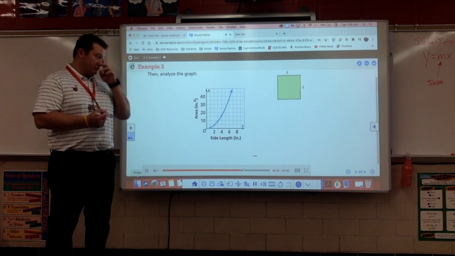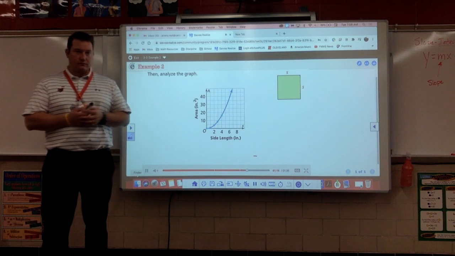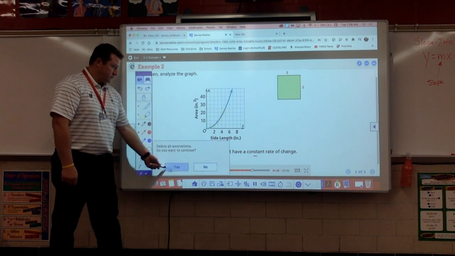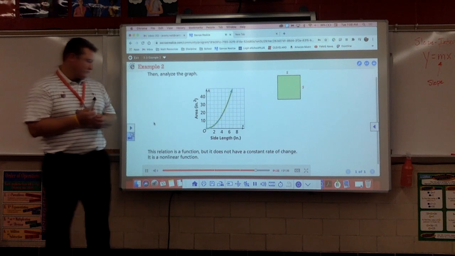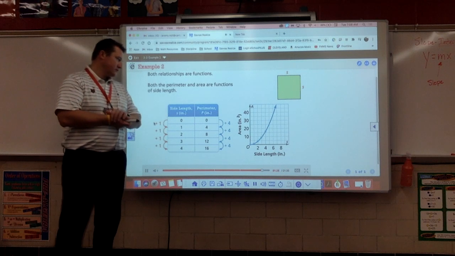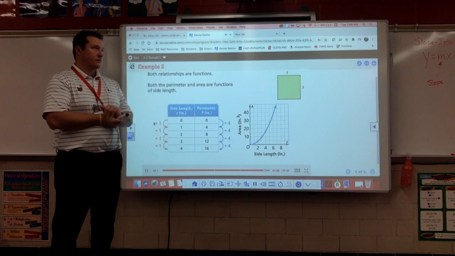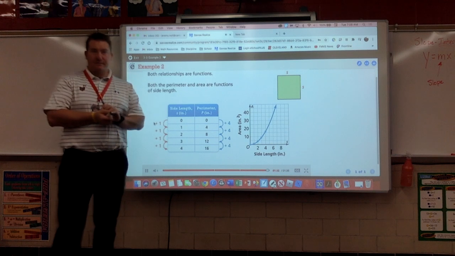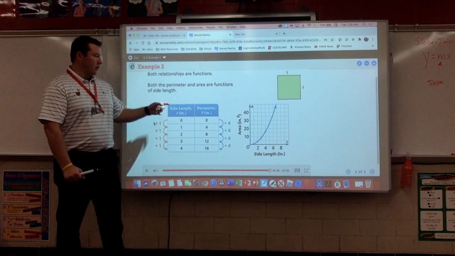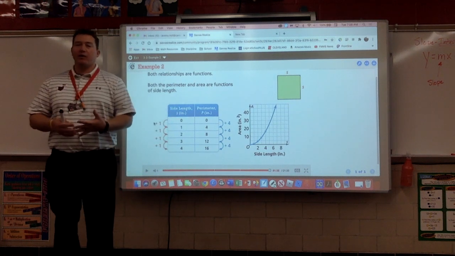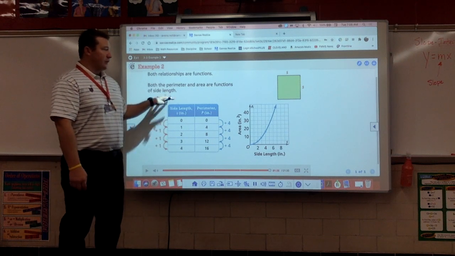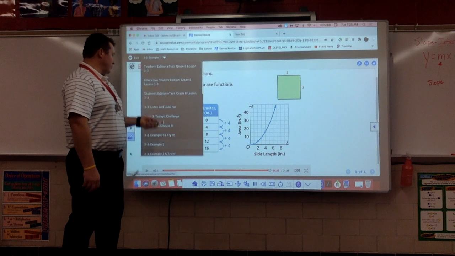Then, analyze the graph that compares side length and area. This relation is a function, but it does not have a constant rate of change. It is a nonlinear function. We knew that from the graph. Both relationships are functions. Both the perimeter and area are functions of side length. Yes, this is true. Okay, so guys, we're going to work a little bit more on when we have a table, how we figure out if it's linear or nonlinear, rate of change, and all that. But there we go.